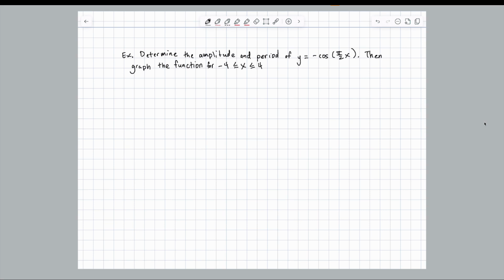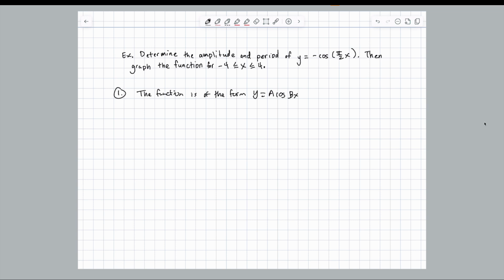Okay, so we're determining the amplitude and period of y equal to negative cosine of pi over 2x, then graphing the function for negative 4 less than or equal to x less than or equal to 4. All right, first step is to recognize the function is of the form y equal to a cosine bx.